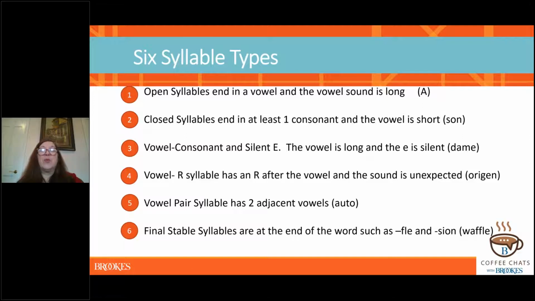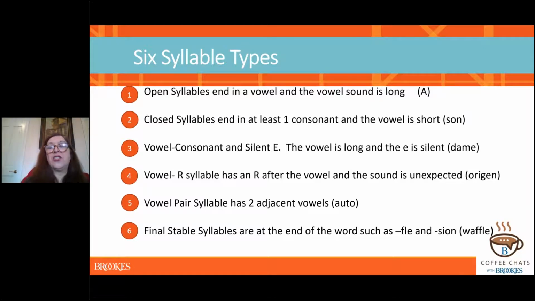We also know that open syllables, right? Open syllables end in a vowel, and the vowel sound is long. So what I want to say is in other languages, we may not have these 6 syllable types, especially in transparent languages like Spanish. So they might see that A, and they might want to say the Spanish sound, ah, right?